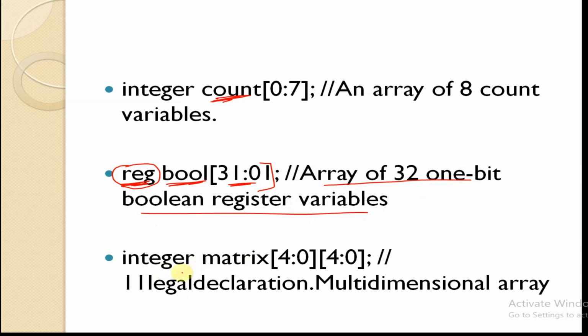And here they have declared integer matrix [4:0][4:0]. This is a multi-dimensional array, which is not supported by Verilog, so this will throw an error.